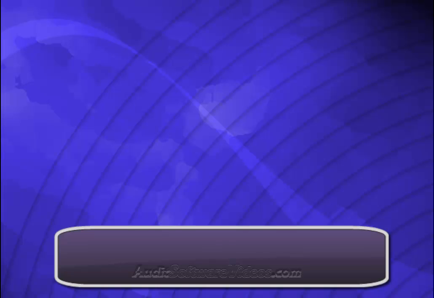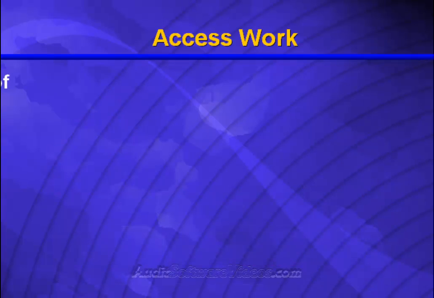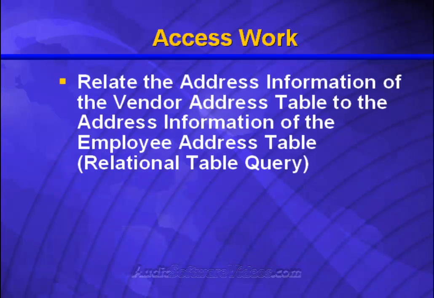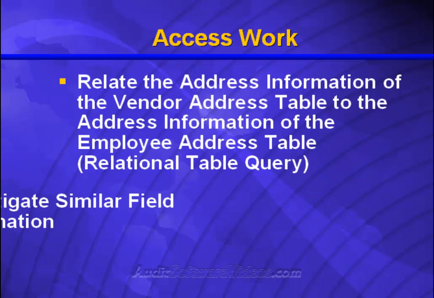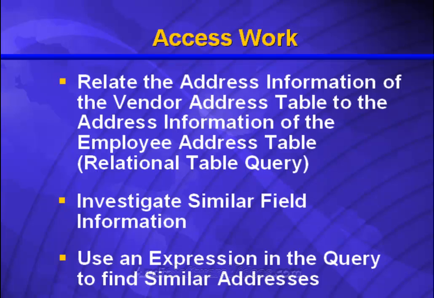In this new test, we will check to see, are vendor payments going to employees? We will relate the address information of the vendor address table to the address information of the employee address table. We will then investigate similar field information and build an expression in the query to find similar addresses. We are suspicious that invoice payments are going to employees' home addresses.